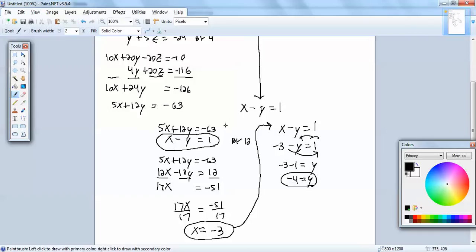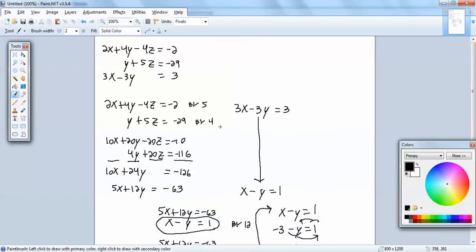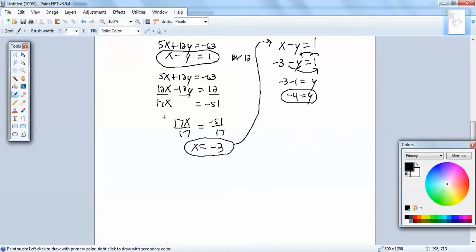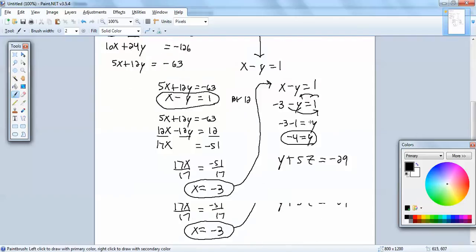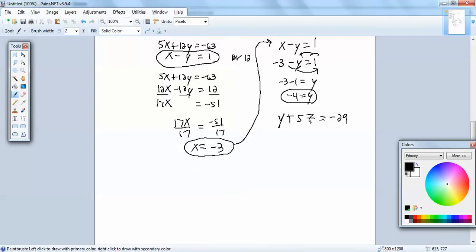We want to go to some kind of equation that has z in it. And the second one probably looks the easiest. y plus 5z is equal to negative 29. We just had y is negative 4, so put negative 4 in for y.